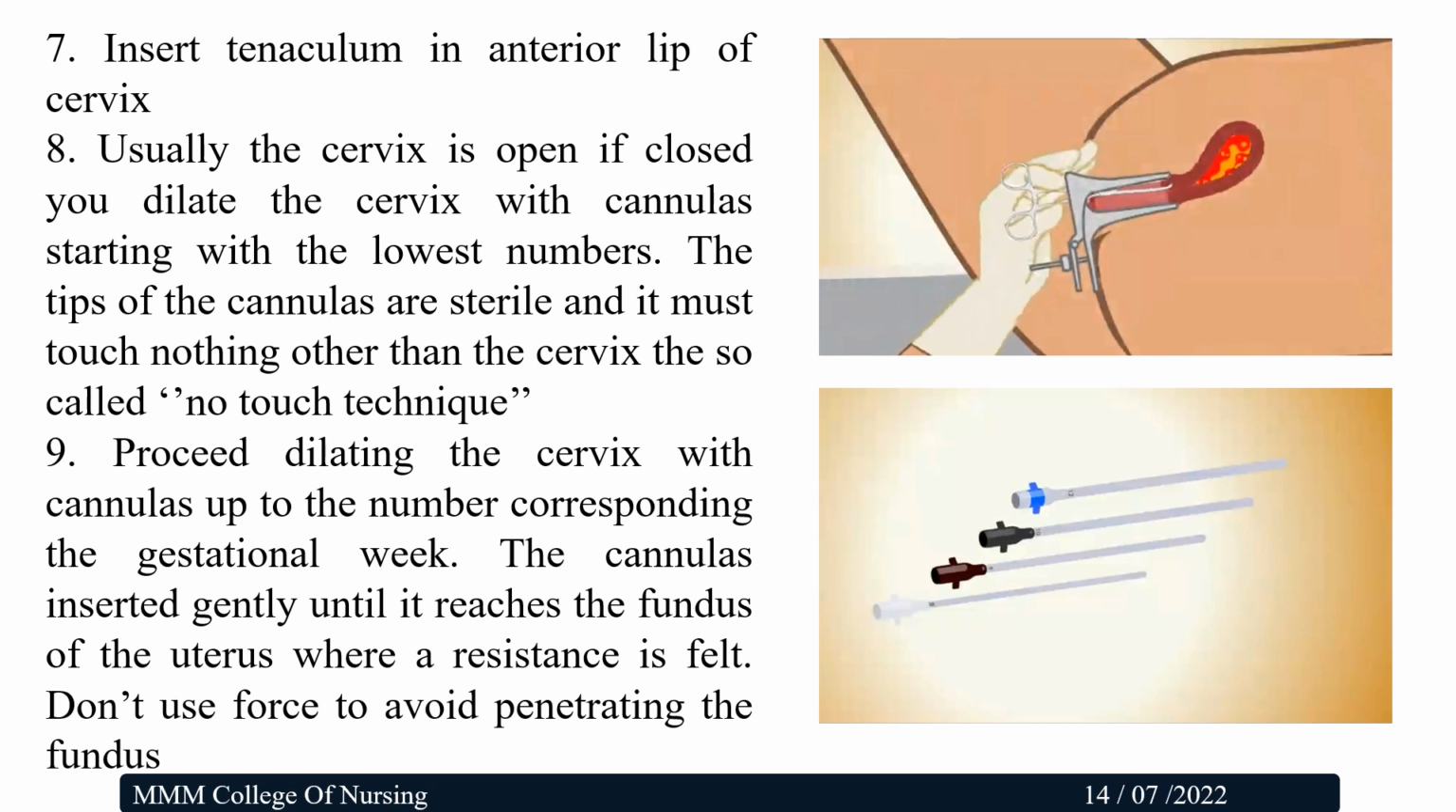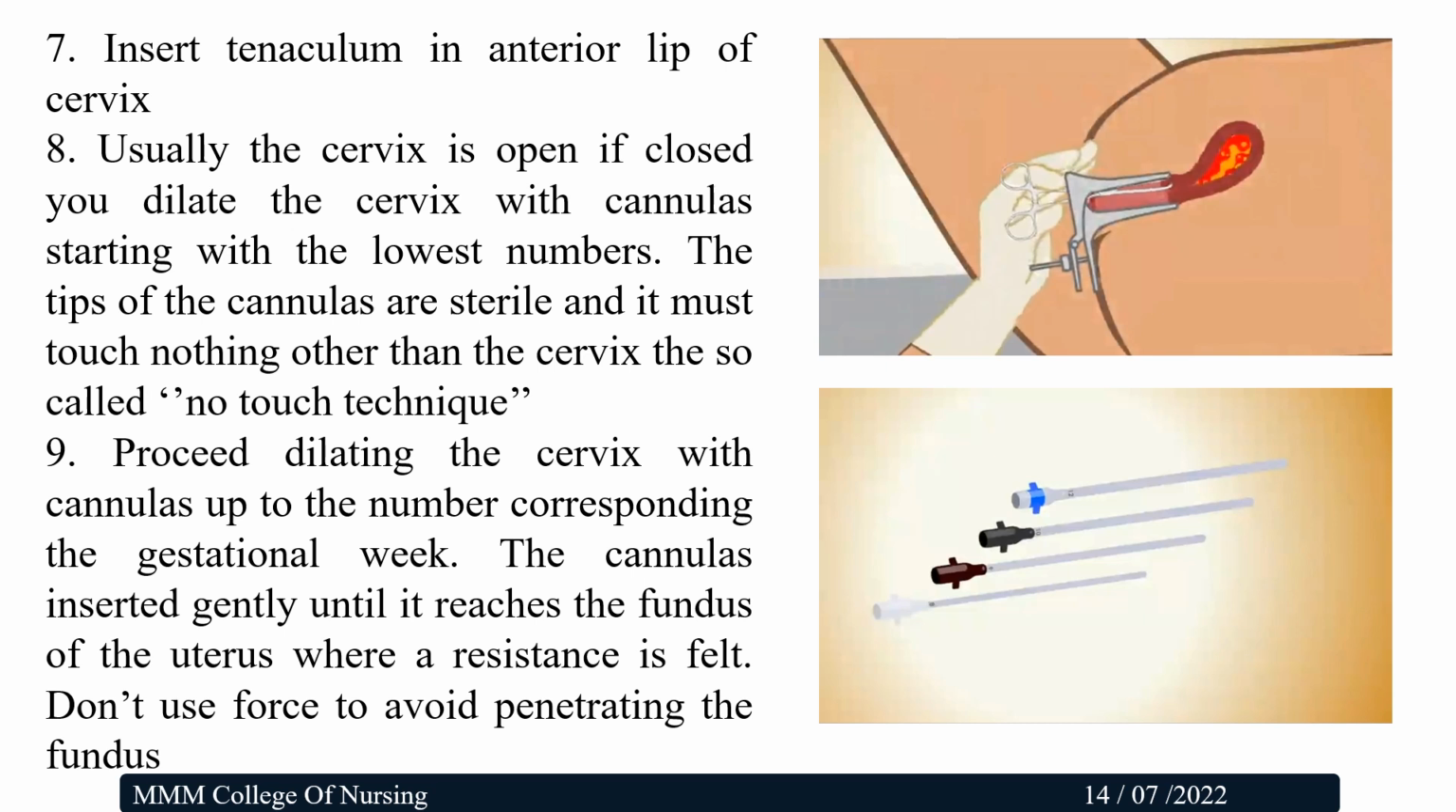Usually the cervix is open. If it is closed, you have to dilate the cervix according to the numbers. You have to start with the lowest numbers. The tip of the cannula should be sterile and must not touch any surface other than the cervix. The so-called no-touch technique should be followed. Proceed dilating the cervix according to the corresponding gestational weeks. For example, if the gestational age is 12 weeks, you have to dilate the cervix up to number 12.